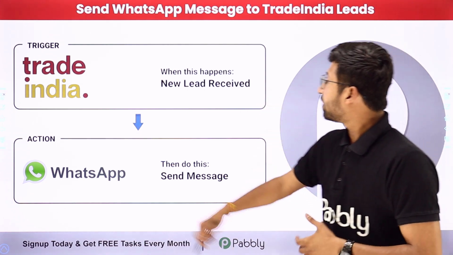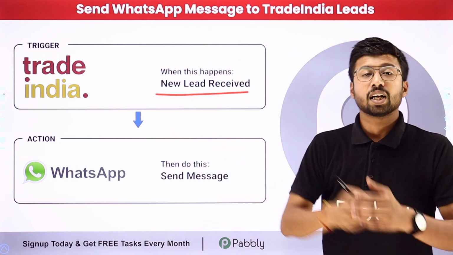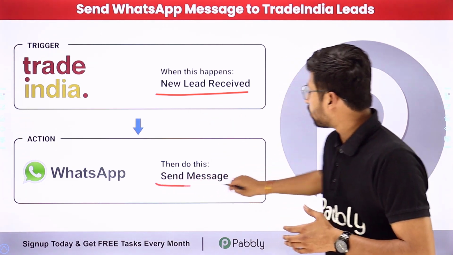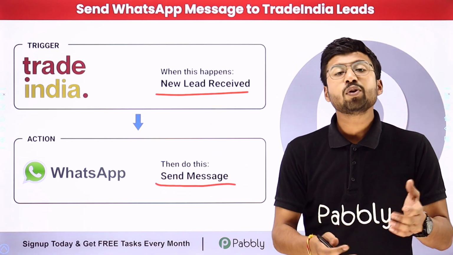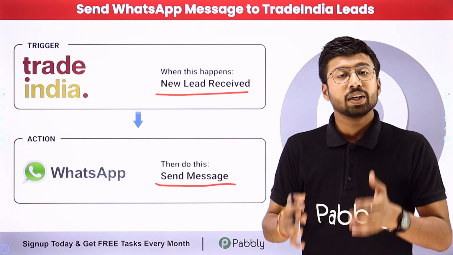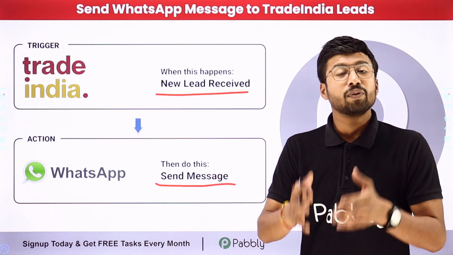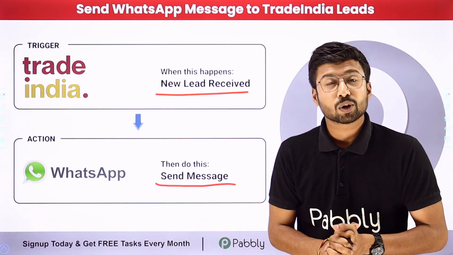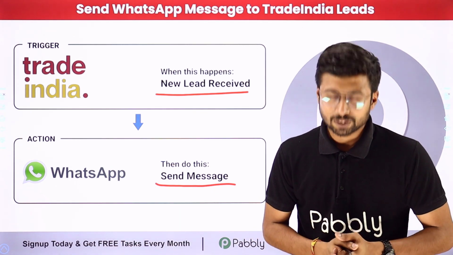So in this automation, whenever a new lead is received in the TradeIndia platform, automatically we are going to send a WhatsApp message using WhatsApp Cloud API to the same lead. And if you want, you can send your product brochure or company details or some other files, images or videos with this message as well. Now, if you want to learn how you can set up this kind of automation, for that you just have to come with me to my screen.